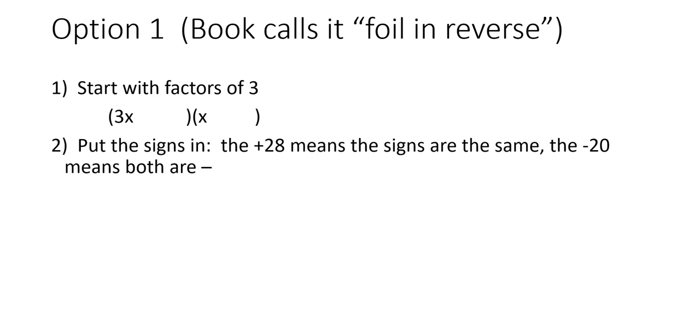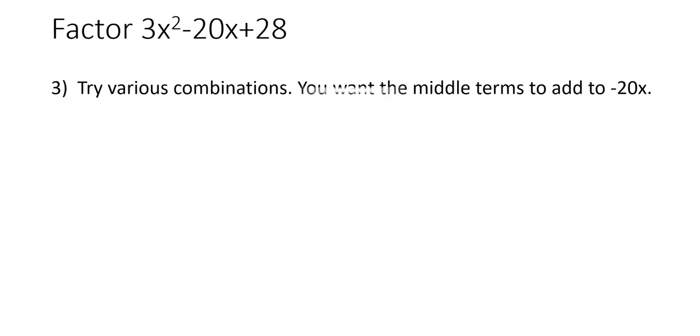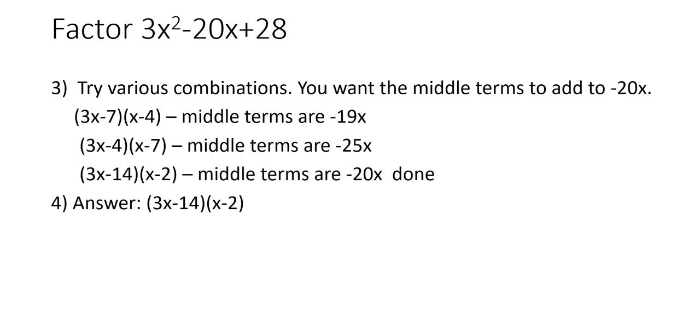Right? So option 1, the book calls it FOIL in reverse. Why they do it, I don't know. I like factoring better because that's how it's generally known. Nobody outside of this class calls it foiling in reverse, but I figured let's use the same language as the book, so at least you've seen it in both ways. All right, so you put your factors in there, you check the signs, you list out the factors of 28, and you work your way through and you factor it. You want the two middle terms to add up correctly, and once that happens, then you're done. So you play around with different factors of 28 until you get one that works.